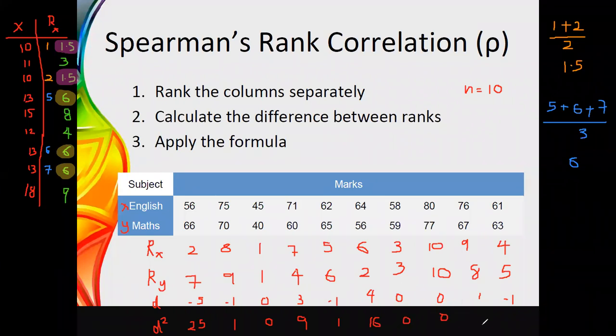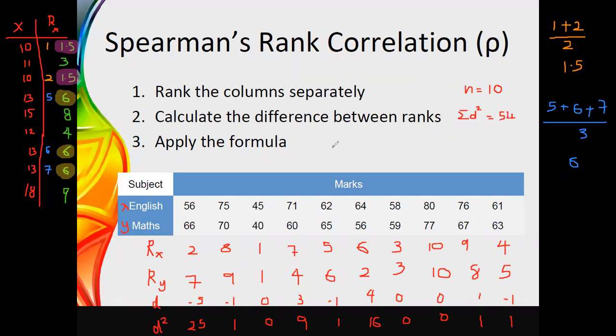0, 1 and 1. Now what I need to do is take the summation of d squared. It means that I need to get the summation of all these values. Therefore, I need to add 25 plus 1 plus 9 plus 1 plus 16 plus 1 plus 1. Together I am getting this calculation as 54.